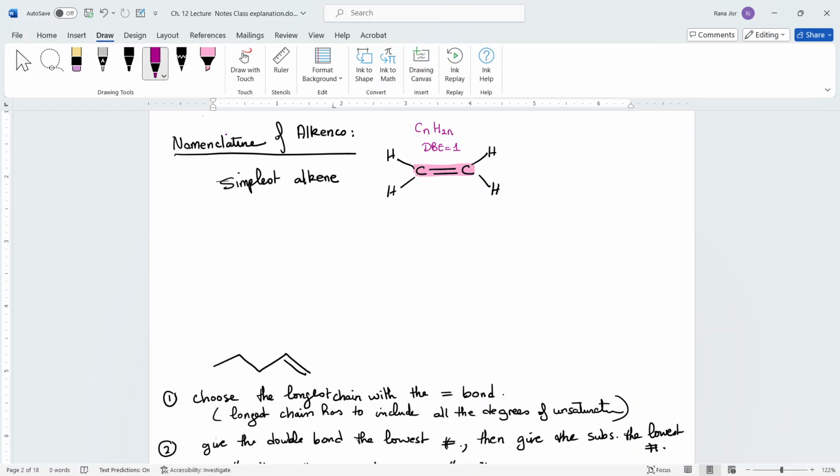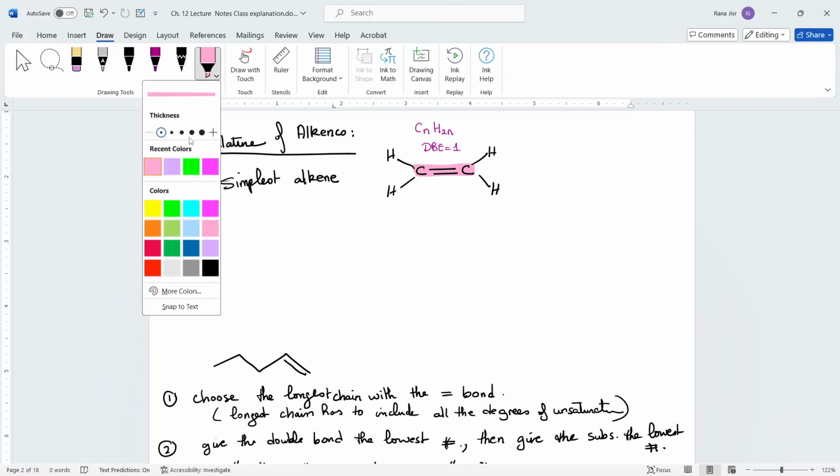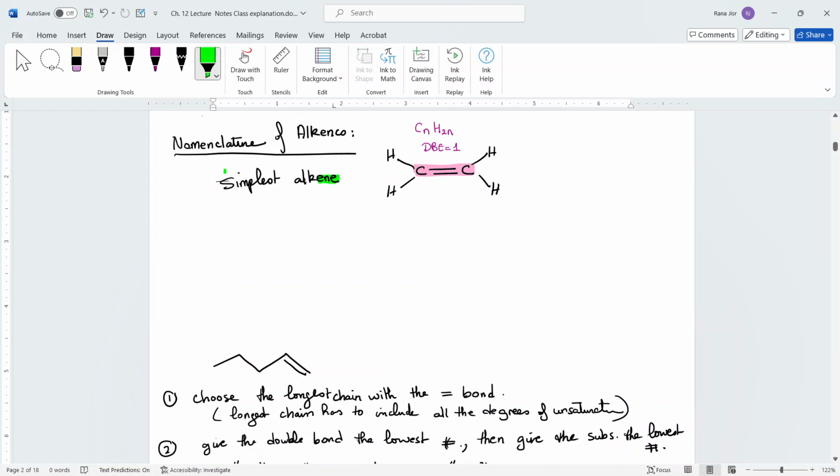So to name this alkene, simply what you need to do is drop the A and E of the alkane and replace it by E and E of alkene, because alkenes always end up in E and E. Alkanes end up in A and E, alkenes end up in E and E. So this one is 2 carbons. Instead of being ethane, all you need to do is simply drop the A and E and replace it by E and E. So the name over here is going to be ethene.